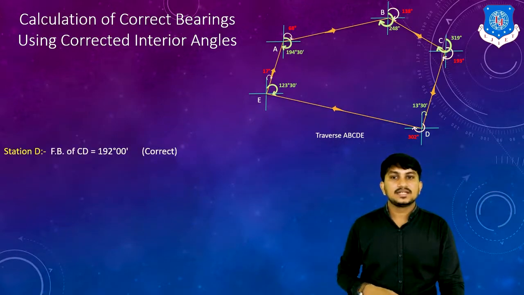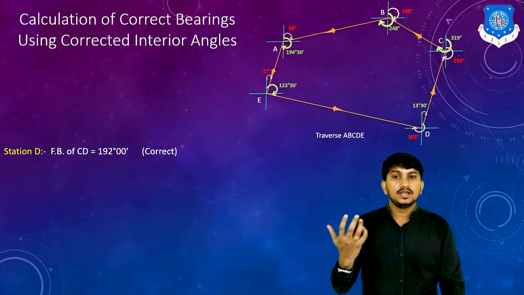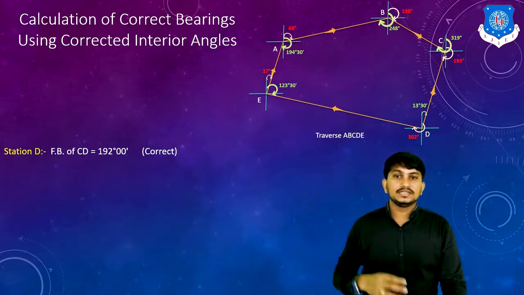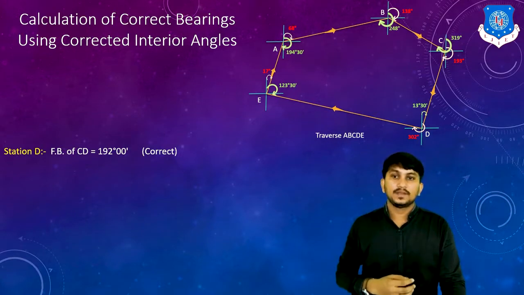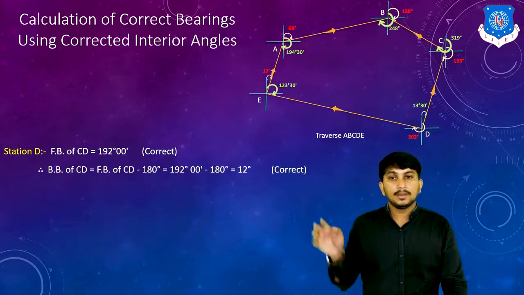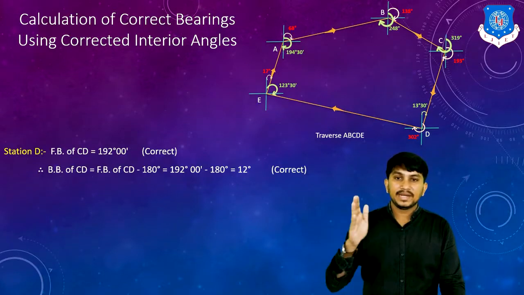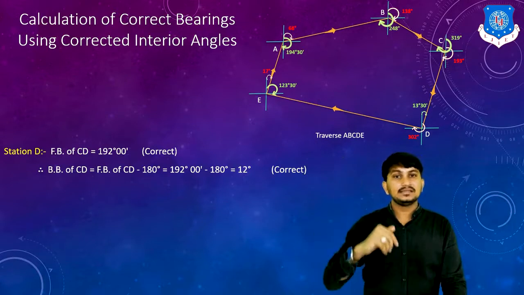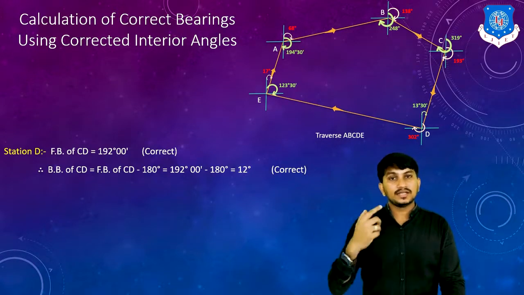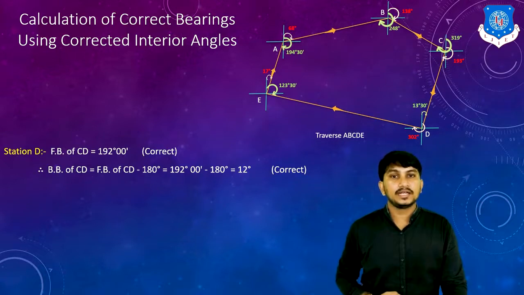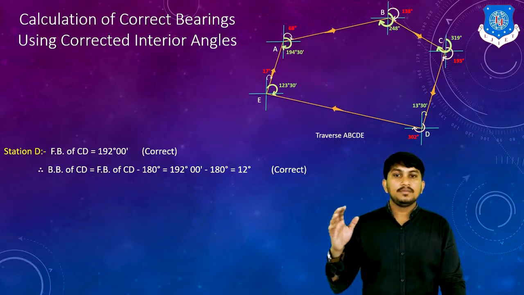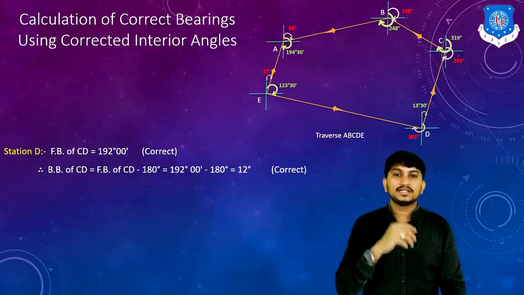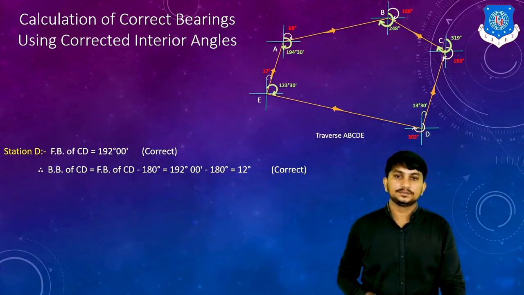Next, station D. In station D, we have the value of FB of CD from station C. The FB of CD is equal to 192 degrees, which is already corrected. Using this value, we can find out BB of CD, which is FB of CD minus 180 degrees. Why is there a minus sign? Because here FB of CD is greater than 180 degrees. For greater than 180 degrees, we have to deduct 180 degrees from the FB value. So BB of CD is 192 degrees minus 180 degrees, which is 12 degrees, which is corrected.